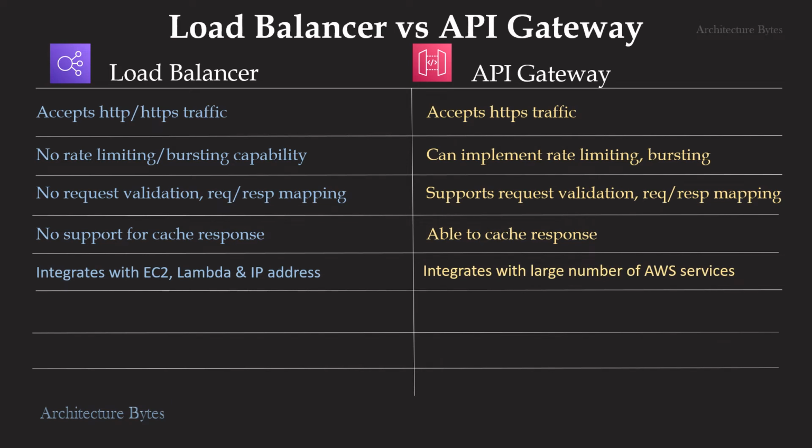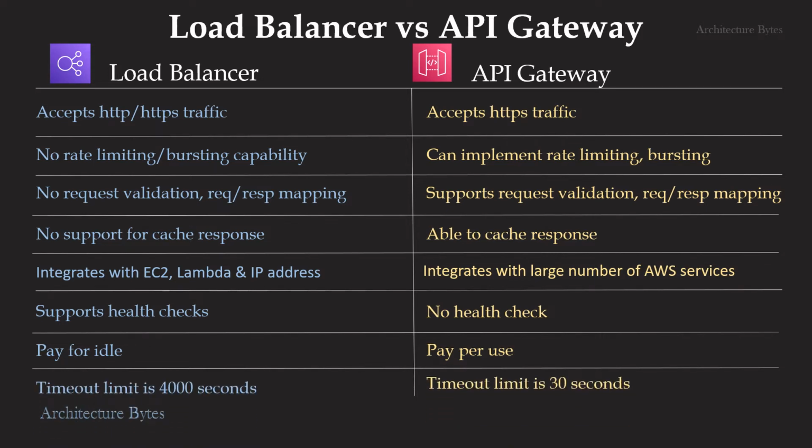Integration with EC2, Lambda, and IP addresses versus integration with a large number of AWS services. Health check support versus no health check. Pay for idle capacity versus pay per use. A large timeout versus a relatively smaller timeout limit.